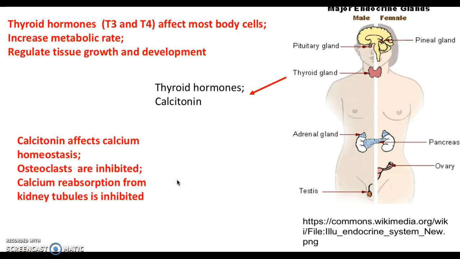Calcitonin is important for calcium homeostasis. So calcitonin is released when calcium levels are high. This will inhibit the action of osteoclasts, and you may remember that osteoclasts are those bone cells that are responsible for the breakdown of bone tissue. And then additionally, calcitonin has the effect to inhibit calcium reabsorption from the kidney tubules. Both of these effects together will lead to a decrease in calcium in the plasma. And in fact, the stimulus for calcitonin release is an increase in calcium in the plasma.